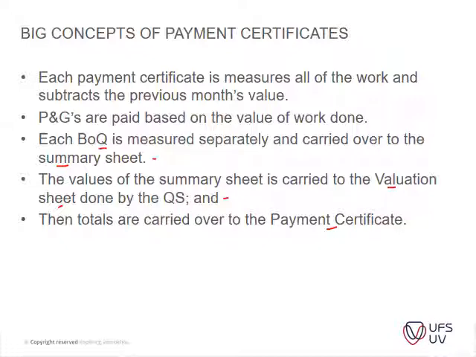So in summary, you will have three different sheets that you're going to populate. Firstly, you're going to have the BOQ. Let me just mark this in blue. You will have the BOQ, and then you will have the summary sheet, and then you will have the payment certificate. So those are the three sheets that you need to populate with every payment certificate.